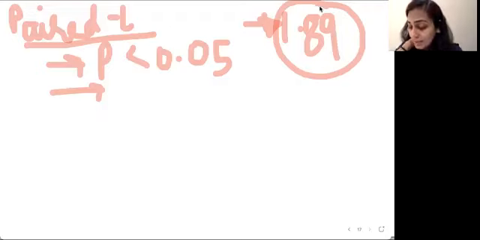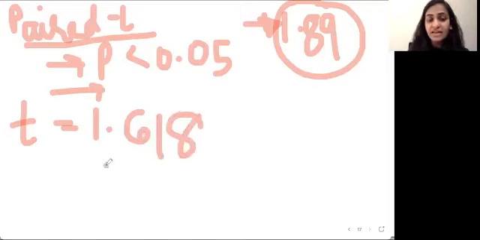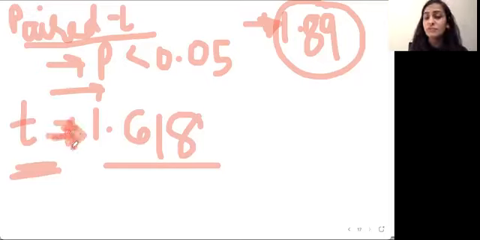1.618. Why? Because can you see the small t over it? There's a small t and it says 1.618. That means this is the value that you got after performing the t-test. What did I tell you the critical value is for this test? 1.89. What is your calculated value?